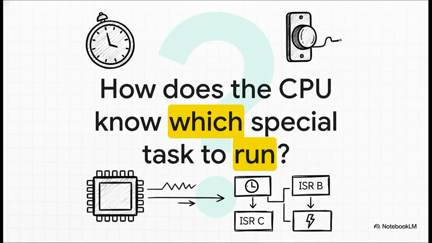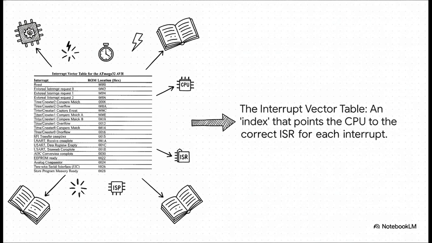So, this all leads to a really good question. An oven timer is one kind of interruption, but a doorbell is completely different. How does the CPU know which mini recipe, which ISR to run for each different type of interrupt? Well, the solution is just brilliant. It's a clever bit of organization called the interrupt vector table. You can basically think of it as a lookup table, an index at the beginning of the cookbook. When the CPU gets an interrupt signal, it just looks up the interrupt's type in this table, and that table points it to the exact memory address for the correct ISR. It's simple, it's fast, and it's incredibly organized.